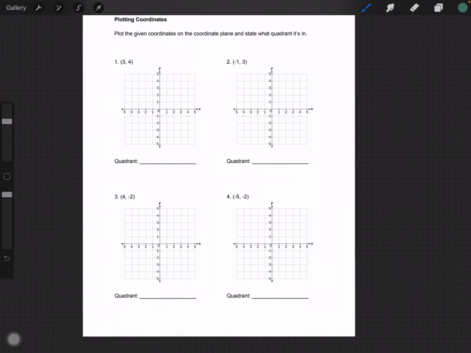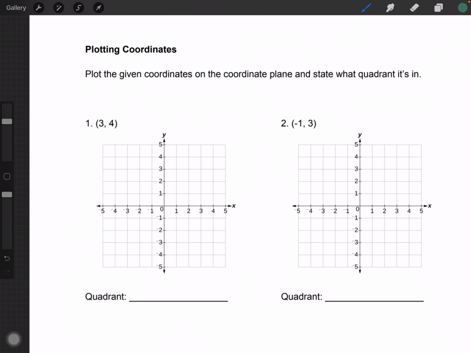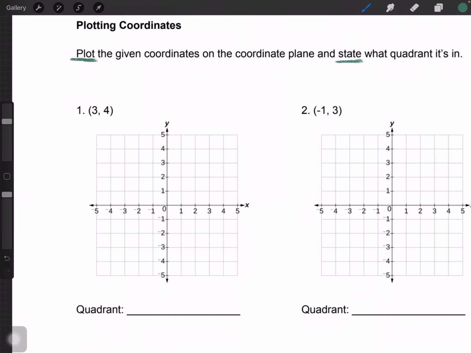Okay, on the second page, it asks us to plot the given coordinates on the coordinate plane and state what quadrant it's in. So, first step, plot, and then state. Okay, it says the coordinate they're given is 3, 4. So 3 is the x value, and 4 is the y value.